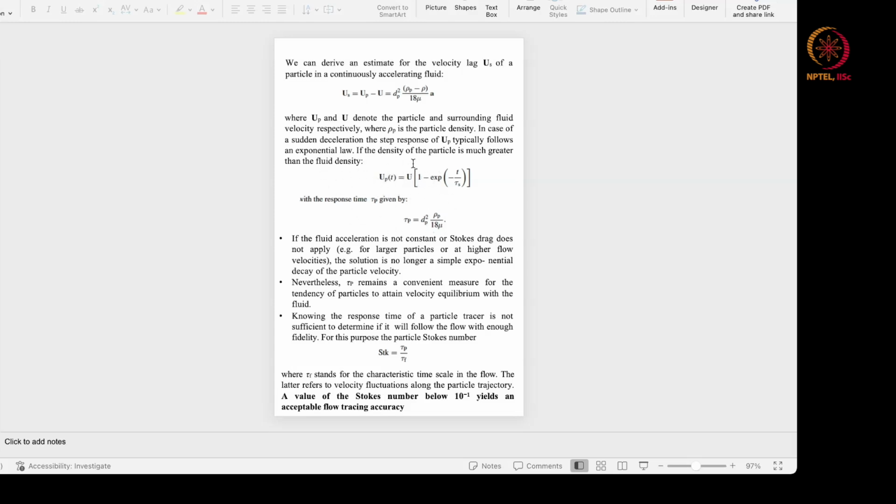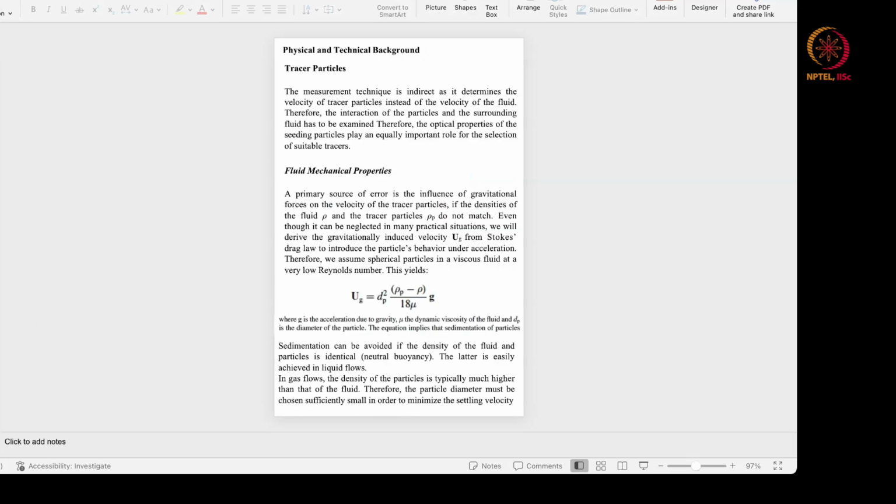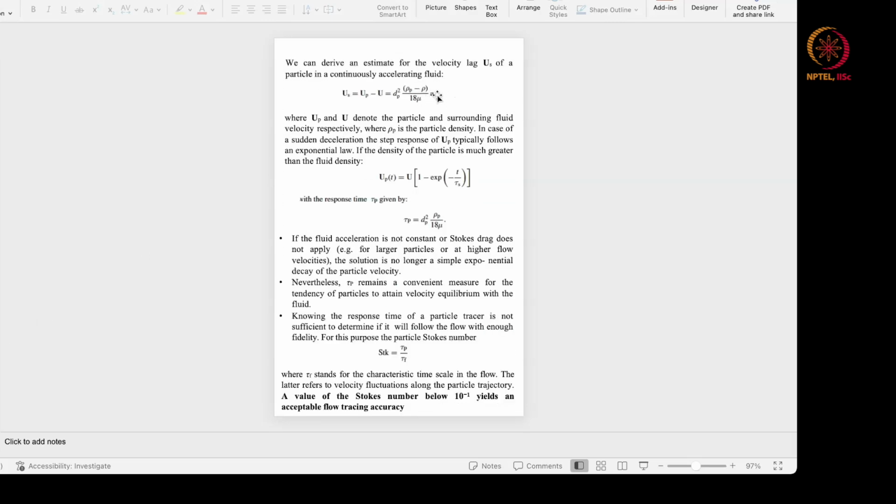In other words, U minus UP is the velocity deficit. U is the actual velocity and UP is the particle velocity, right? So this suddenly gets accelerated by A. There is a sudden acceleration on the particle. Now the surrounding fluid velocity, and rho p is the particle density. In the case of sudden deceleration, it typically follows an exponential law, where the response time is given by tau p equal to dp squared into rho p divided by 18 mu.